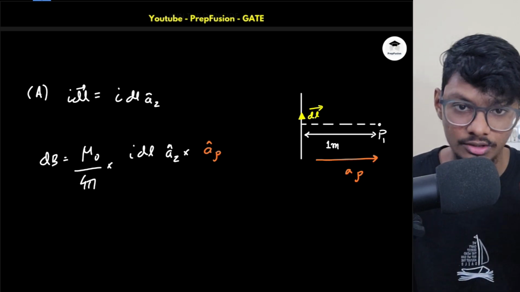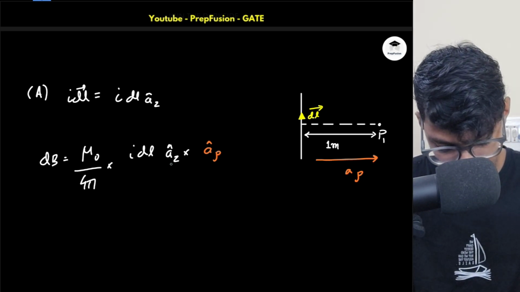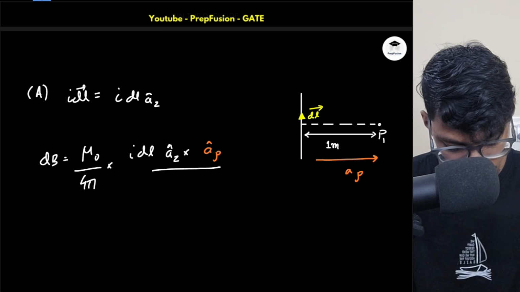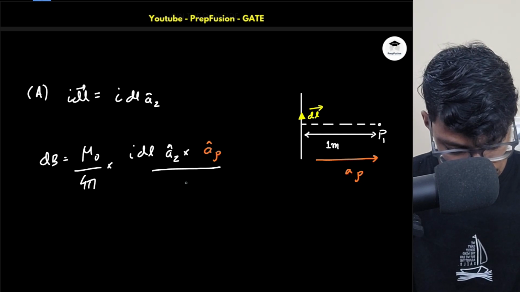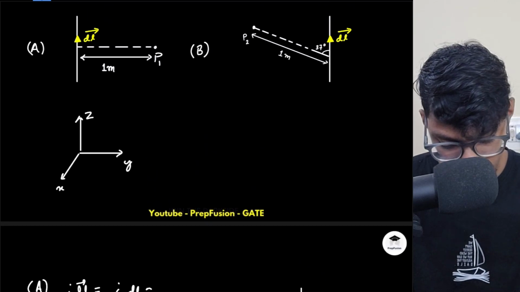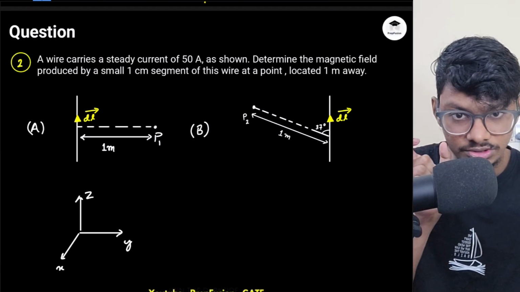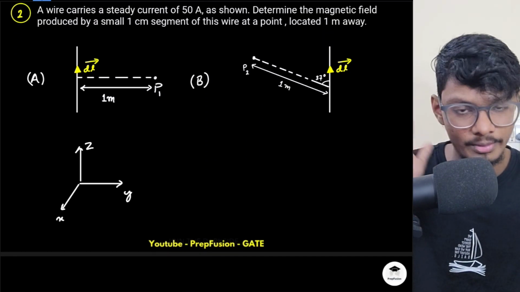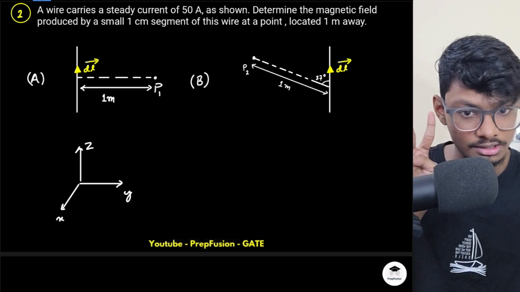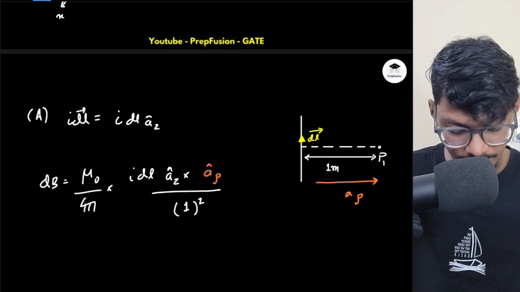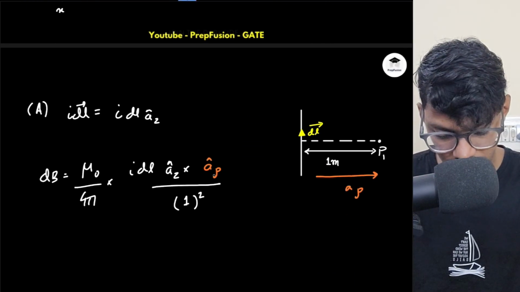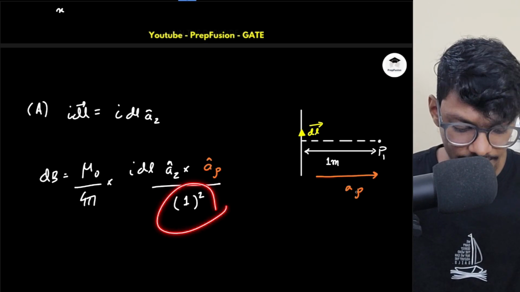And that's it basically. What was the formula? Divided by the distance, r square. It is 1 whole square, right? So this was the formula, right? It was dB equals I mu by 4 pi into I dL cross r divided by the magnitude of r square, where the r vector cross r is the direction, basically, right?